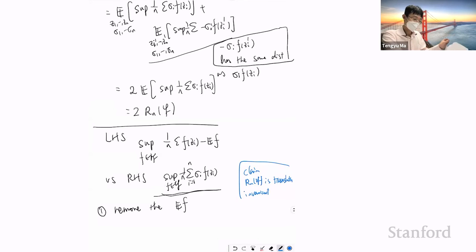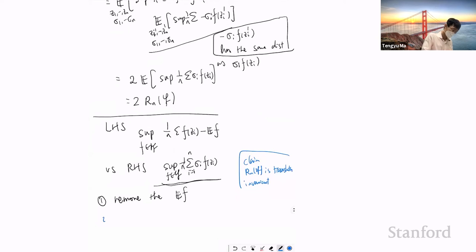And second, you sometimes introduce more randomness. Sigma 1 up to sigma n. So why is introducing this randomness useful? It's probably still unclear right now, but currently what we really have is an expectation of this, right? And here the randomness is z1 up to zn and sigma 1 up to sigma n, right?